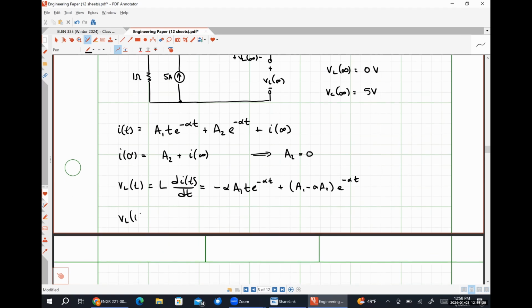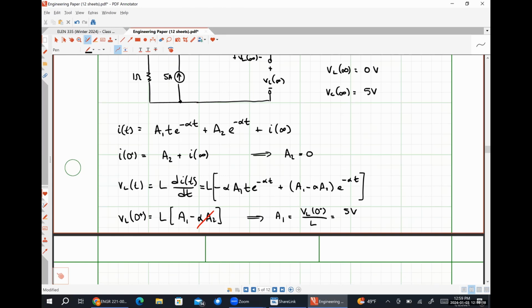So VL at 0 plus, actually, sorry, this whole thing should be multiplied by L. Sorry, I missed that, but thank you. So that's going to be L times, that first term is going to go away. So we're going to have A1 minus alpha A2. Since A2 is 0, that term is also going to go away. And so we can see very easily that A1 should just be VL at 0 plus divided by L.